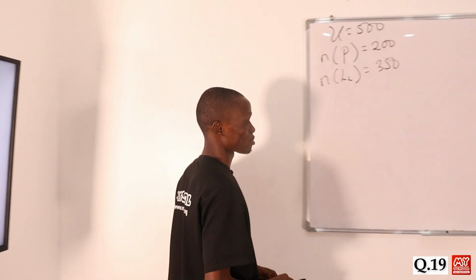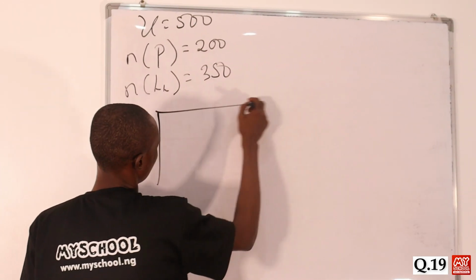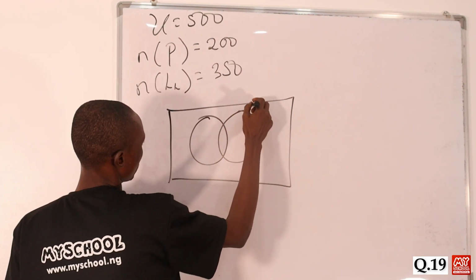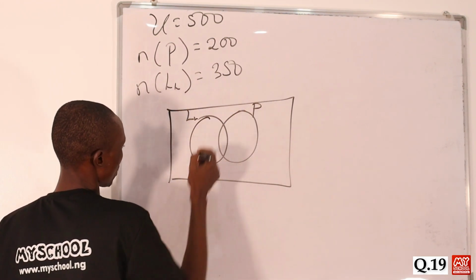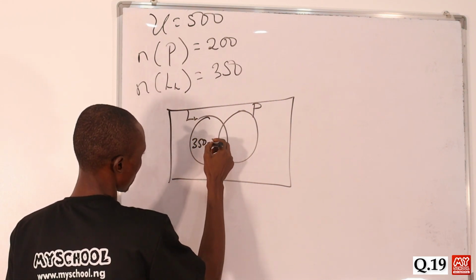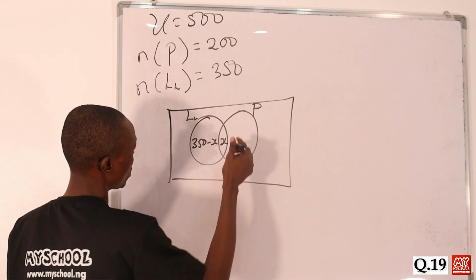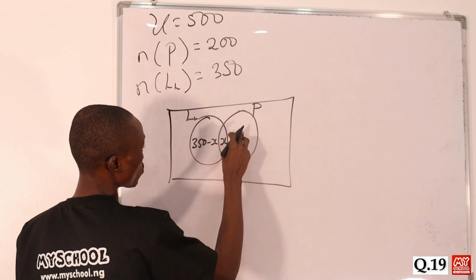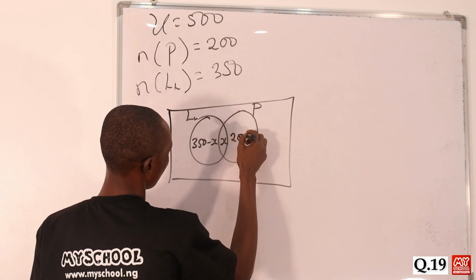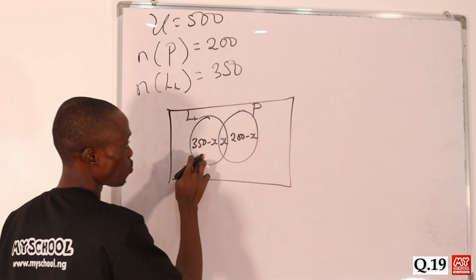And to provide answer to this question, we are going to be using a Venn diagram. So let's quickly sketch the Venn diagram. So these circles represent the two different languages. Here is Pidgin English, and here is for the local language. Okay, so here we'll be having 350 minus x, where this portion represents the number of people who speak both languages, while here we represent the number of people who speak Pidgin English only. Okay, so here we'll be having 200 minus x. Of course, this part represents those who speak the local language only.